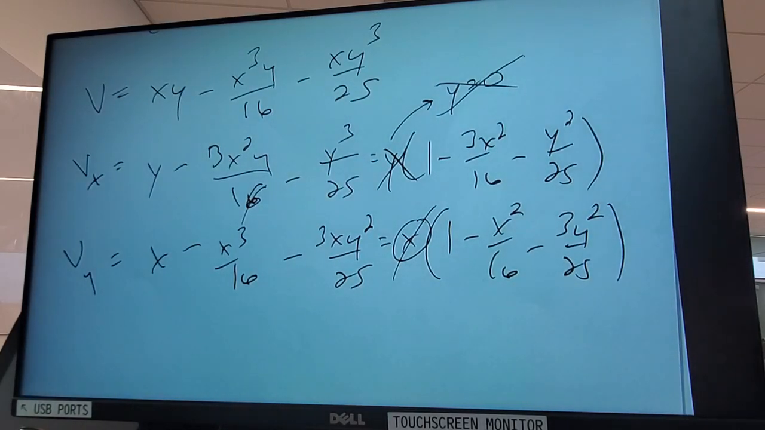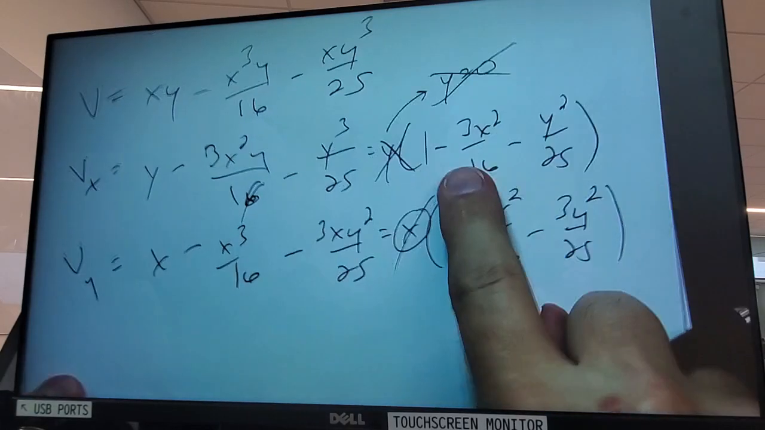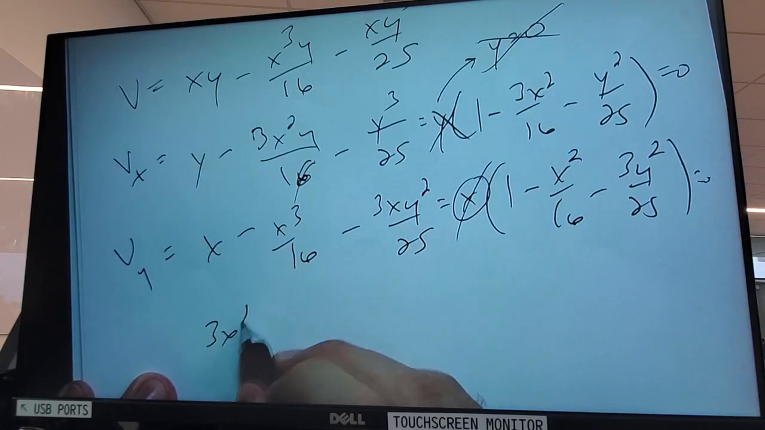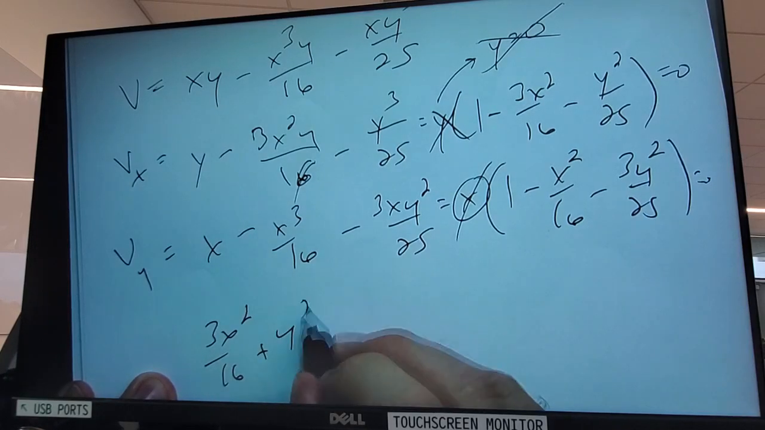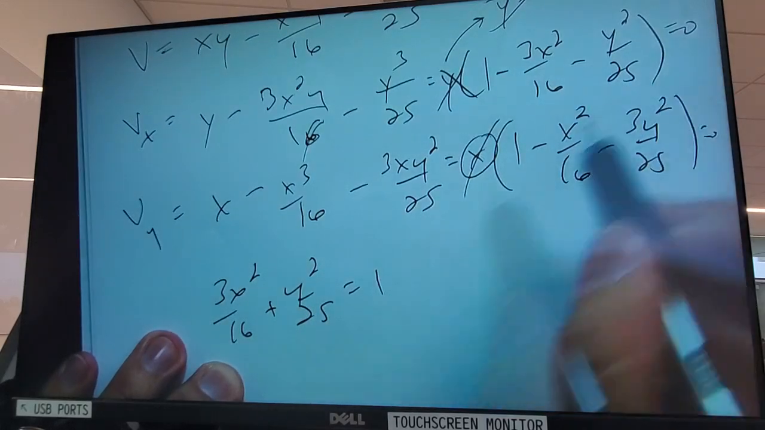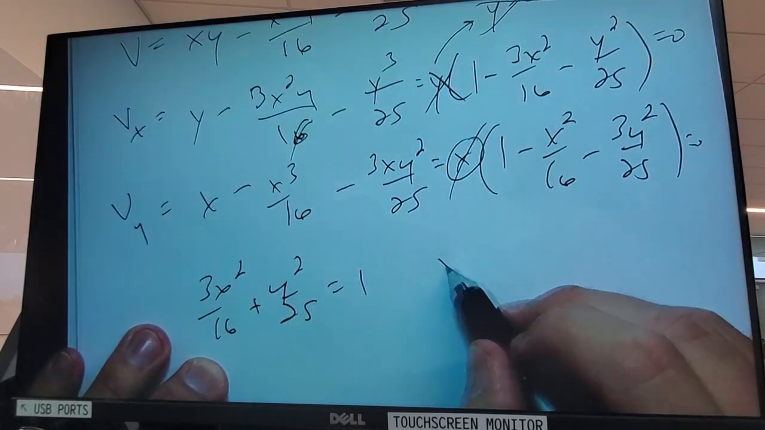If I set each one equal to 0, I effectively get a couple of ellipses. What I'm saying is if I set each of these equal to 0, I'll get 3x squared over 16 plus y squared over 25 equals 1. Is that cool? Just add this stuff over and I get this. Same thing here.